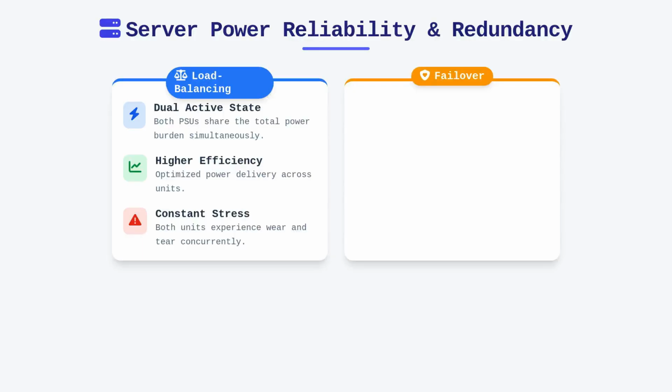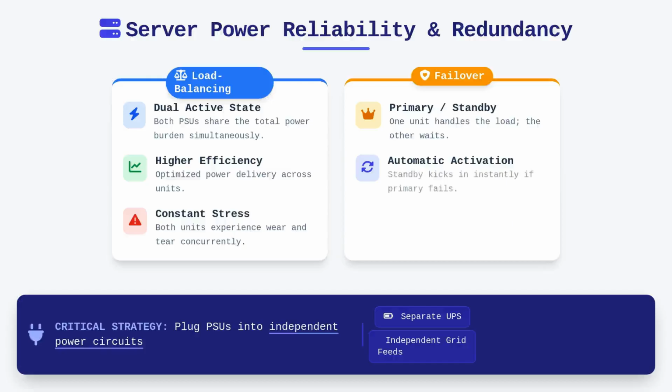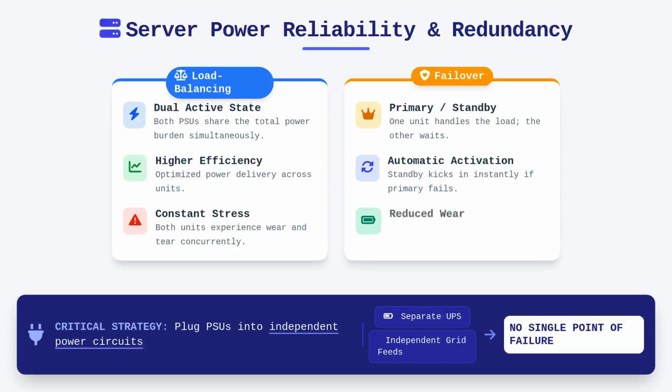Conversely, a failover configuration keeps one PSU as a standby that only activates if the primary unit ceases to function. For true redundancy, you must plug these PSUs into separate power circuits, preferably fed by different uninterruptible power supplies or independent grid feeds. This approach protects your infrastructure against a single blown circuit breaker or a faulty outlet strip taking down your entire compute node.